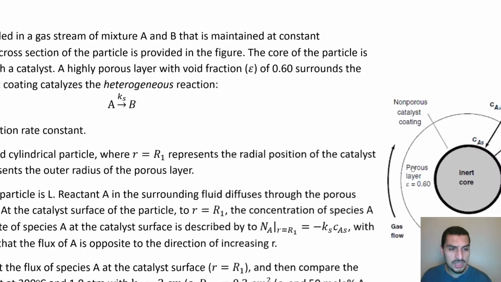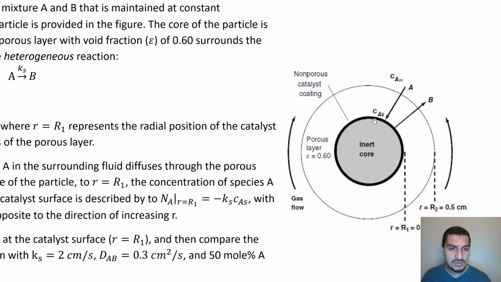So to understand what this catalyst is, it is a solid inert core, which is this circle. It's coated with the catalyst material, which is the black bold line. This is the catalyst, and it's coated with a porous solid material that has porosity of 0.6, and this is where the diffusion takes place. So this white annulus that we see here is the area of interest for us, and this is where the species A diffuses through from outside at concentration equals C_A infinity all the way to the surface of the catalyst.